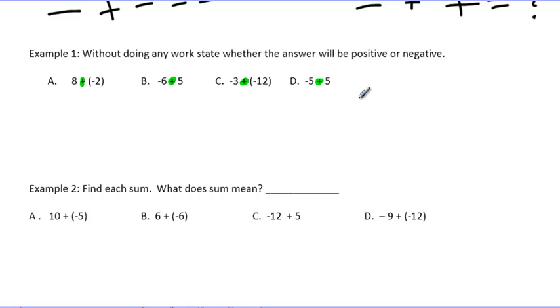So, which one's bigger? Again, we're talking absolute value only. 8 or 2? 8 is bigger, 8 is positive, so this is going to be positive. Which is bigger, 6 or 5? 6 is bigger, it's negative, so our answer is going to be negative. Same sign, we're told to keep the sign, so you really don't have to look at which one's bigger or smaller. And then in D, we have different signs, so we look at which one's bigger. 5 and 5 are the same size, so I already know this answer is going to be 0 without doing any calculations, because a negative and a positive, if they're opposites, are going to cancel out and be 0.